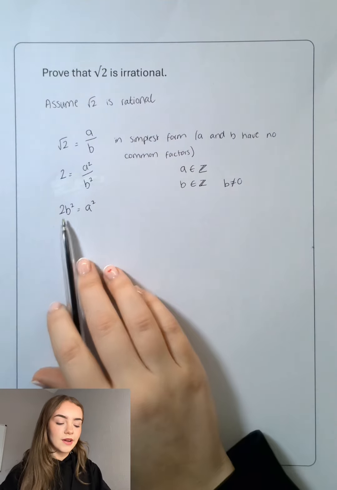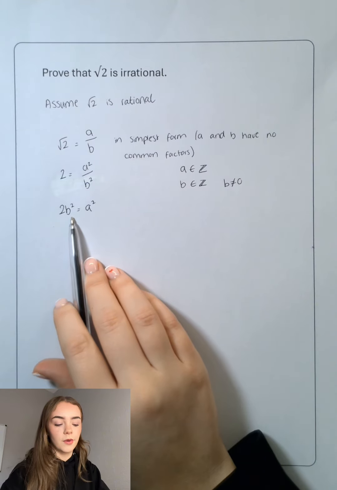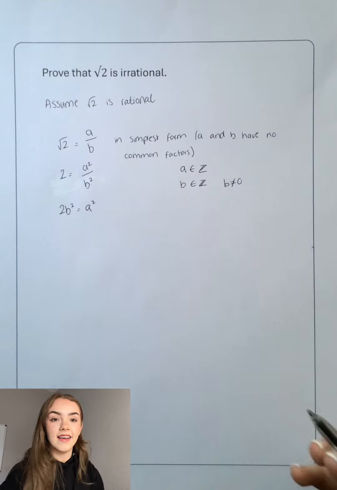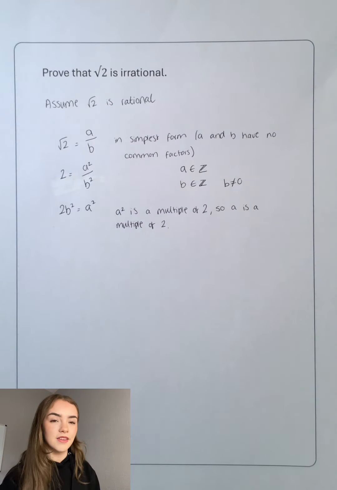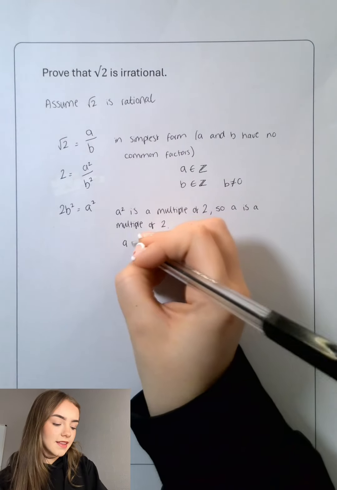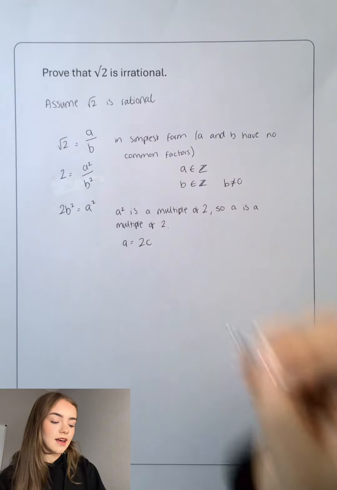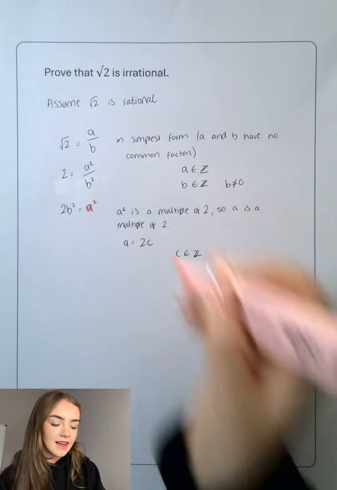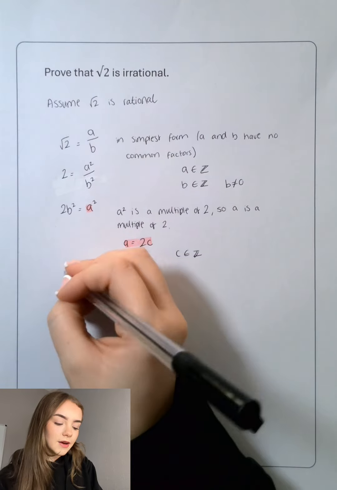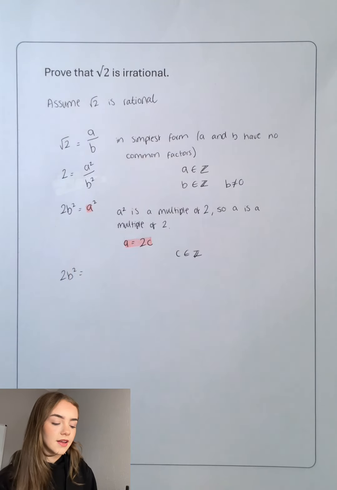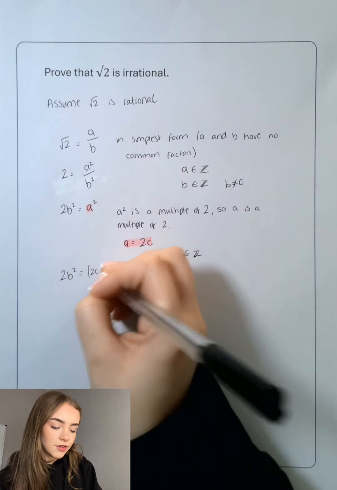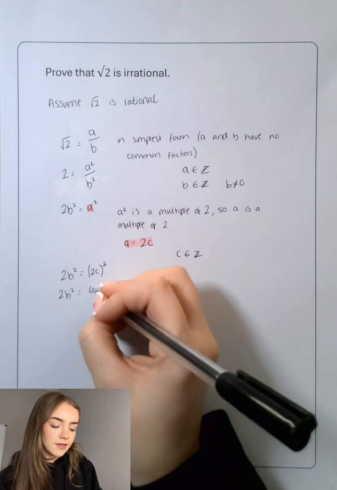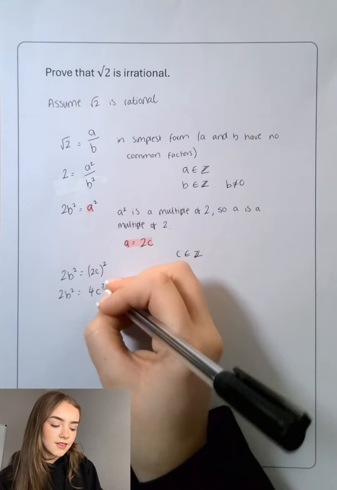Now if a squared is equal to 2 times b squared, no matter what b squared is, if it's multiplied by 2, a has to be a multiple of 2. This means we can represent a by saying that a is equal to 2 times c, where c is just another integer. Now in place of a, let's substitute in 2c. We'll have 2b squared is equal to 2c, all squared. Squaring the right hand side, 2 squared is 4 and c squared is just c squared.